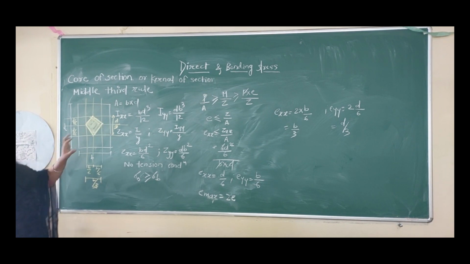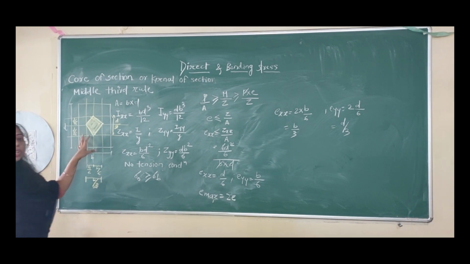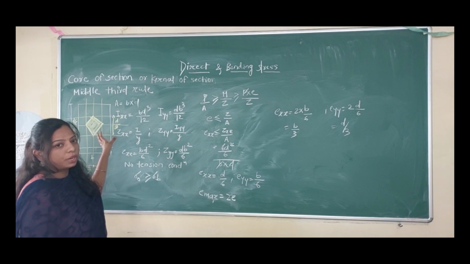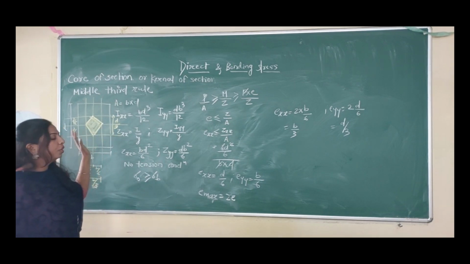See, in simple language, the load should act in 1/3 of portion. So we get a compression zone. There is no tension.